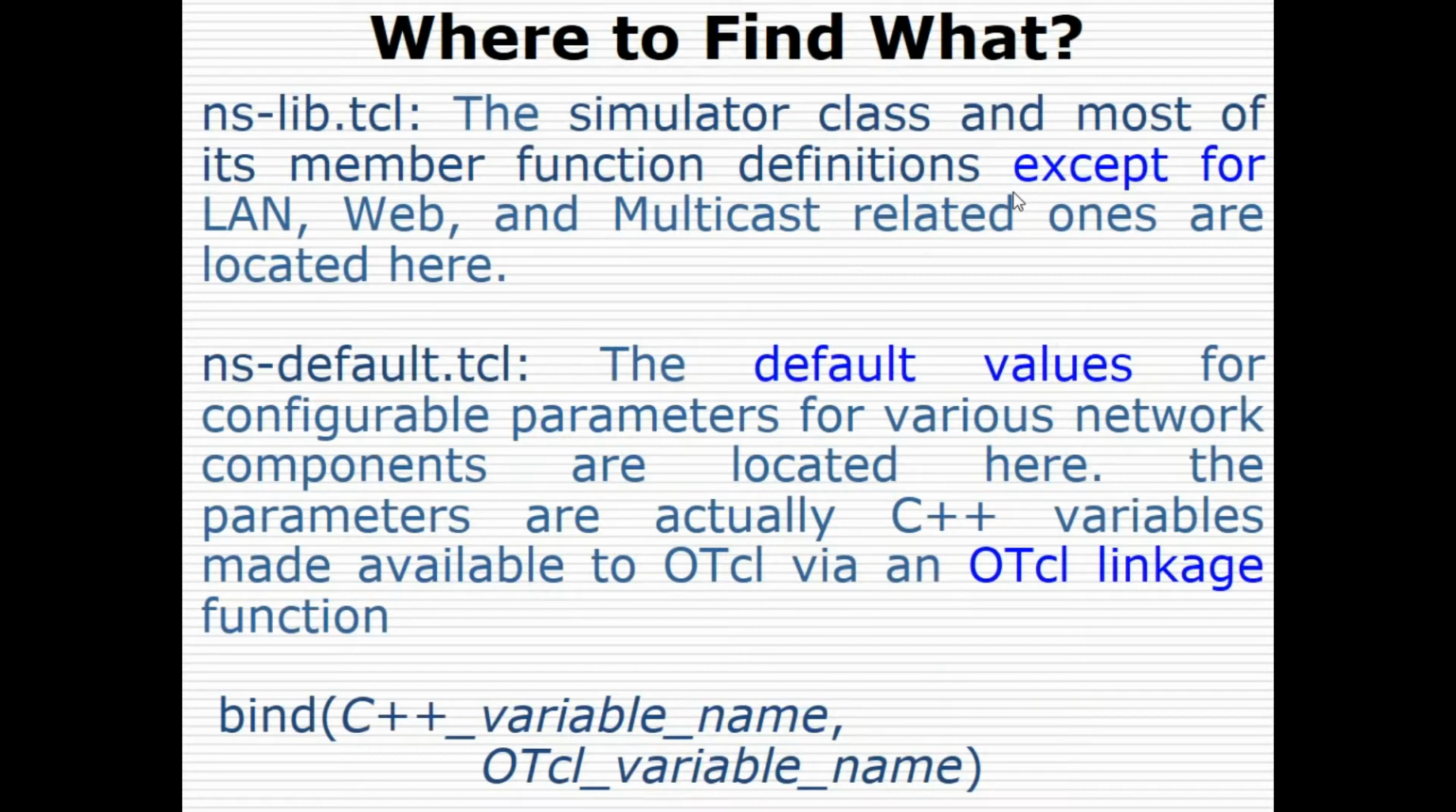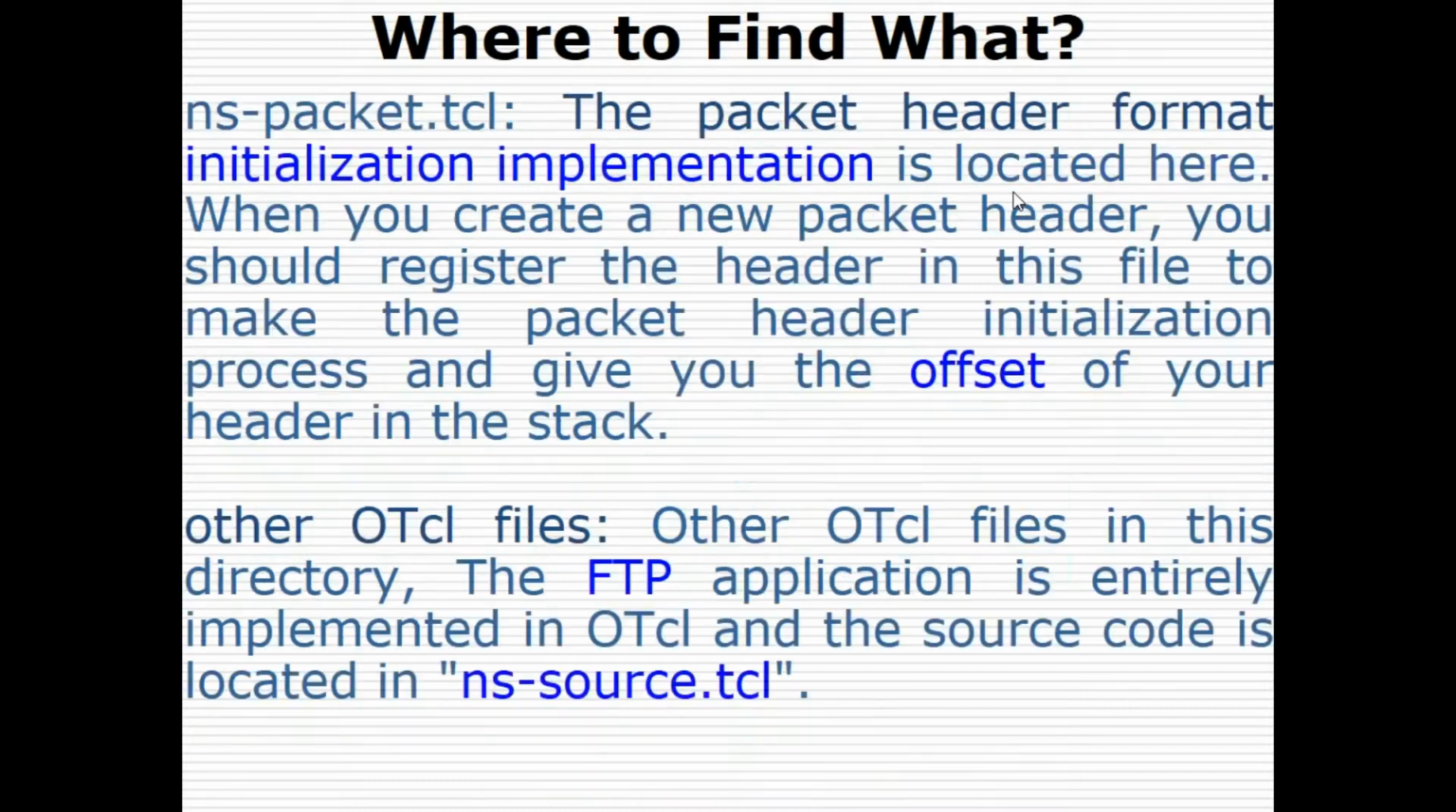So where to find what? ns-lib.tcl: the simulator class and most of its member functions are defined there, except for LAN, web and multicast related ones. ns-default.tcl: the default values for configurable parameters for various network components are located here, which means all the basic components of the network, whether it is your nodes, your FTP, UDP, everything is located under this TCL script, and the parameters are actually C++ variables. We have the bind, that is the C++ variable name and the OTCL variable name. So we can say that with the bind function we pass two parameters, the C++ variable as well as the OTCL variable.